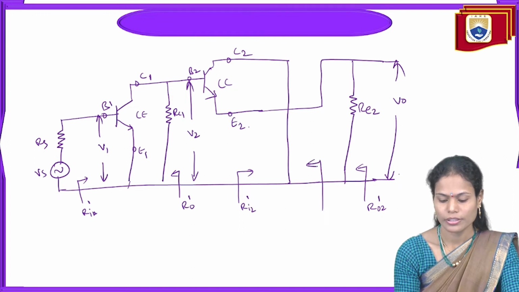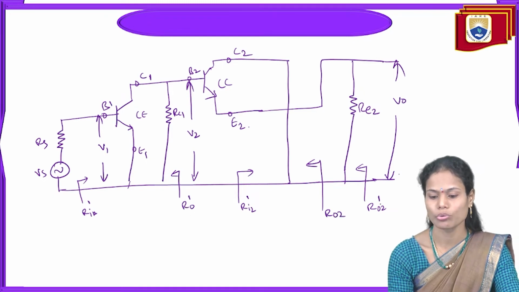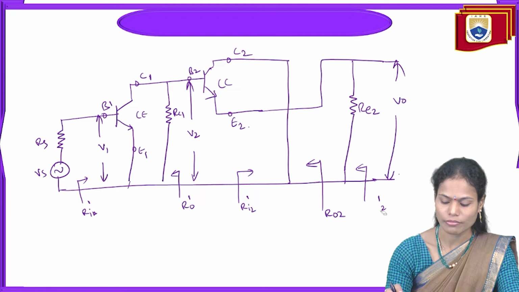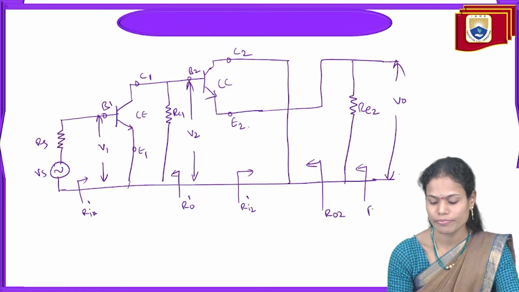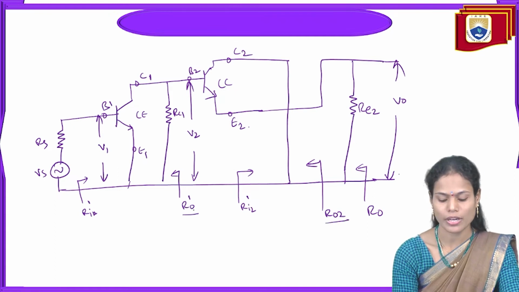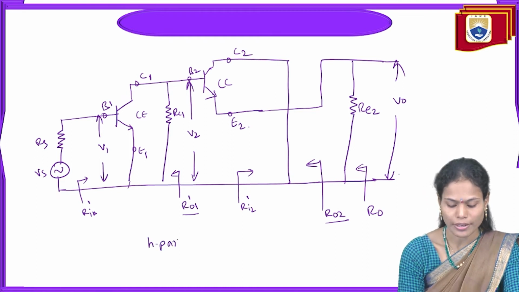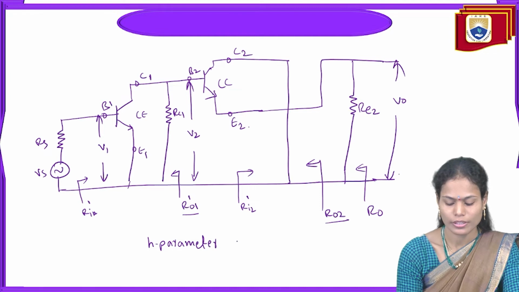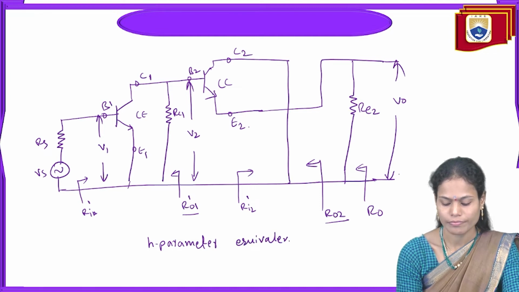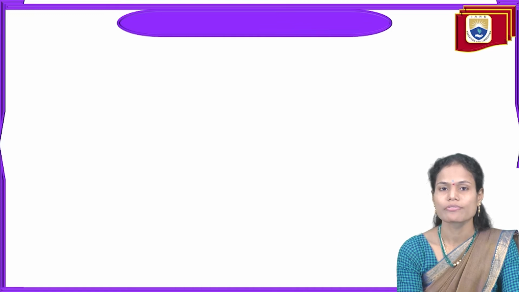The overall output impedance we are indicating with R0. That is the overall two-stage output impedance is R0. First stage is R01 and second stage is R02 here. So this is the h parameter equivalent circuit. And next, to analyze the multi-stage amplifier, always we have to analyze the second stage first, then the first stage.